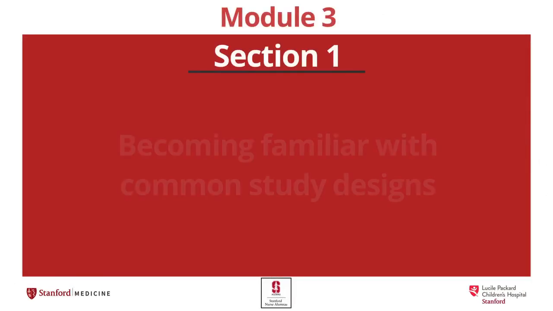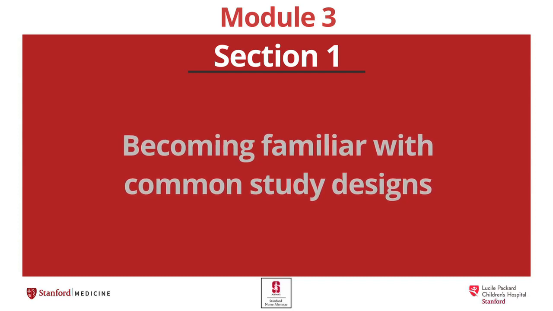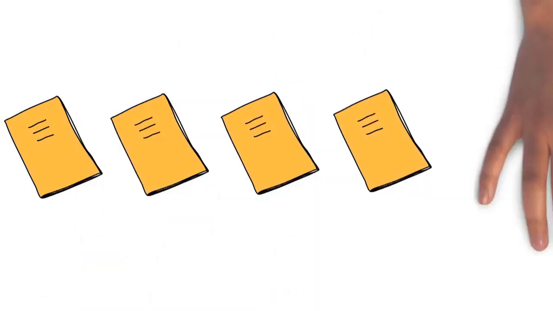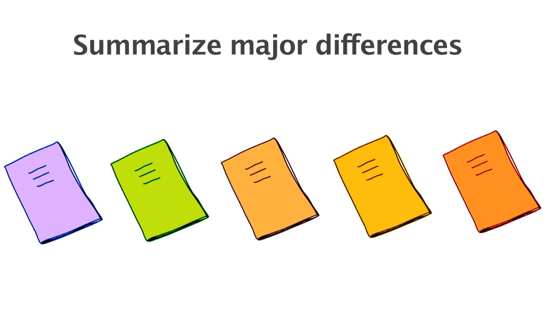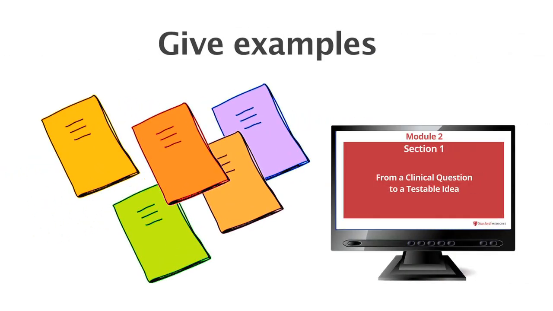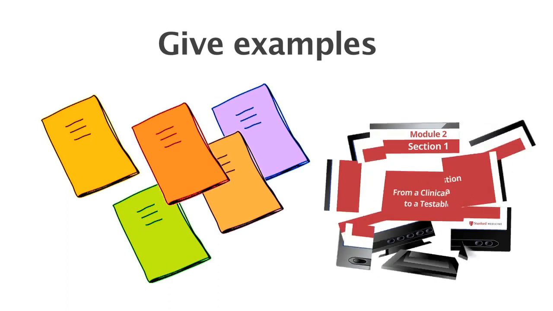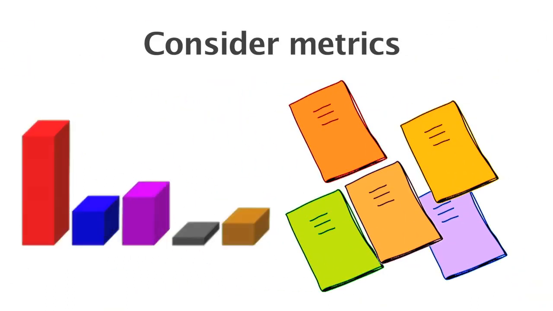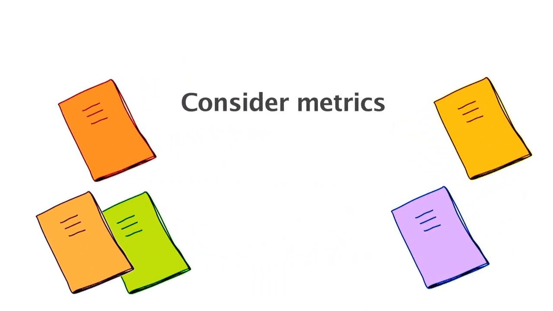In this, the first section of Module 3, we will explore some of the most common study designs and the types of analyses associated with those designs. In this module, we will describe common study designs, summarize major differences between the designs, give examples using the clinical questions from Module 2, and consider metrics for statistical and interpretive analysis.